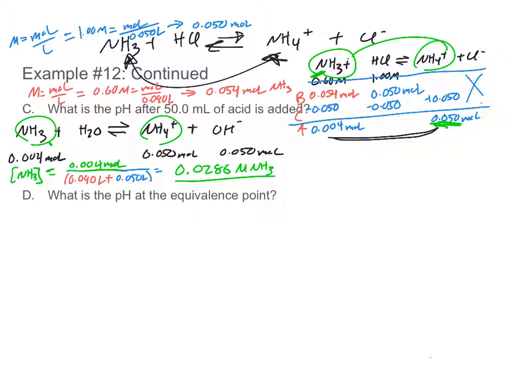In order for me to get the concentration of the NH4, I'm going to take the 0.050 moles divided by the 0.090 liters plus 0.050 liters, because that's how much the solution is now. And that's going to give me a concentration of 0.357.